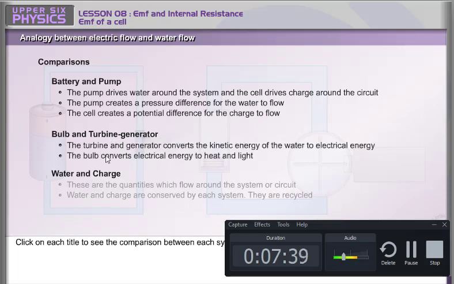What about the bulb? The turbine and the generator convert the kinetic energy of the water to electrical energy. This is in the pump station. The flow of the water turns the turbine. When the turbine turns, it generates electricity. So the kinetic energy of the water is converted to electrical energy.